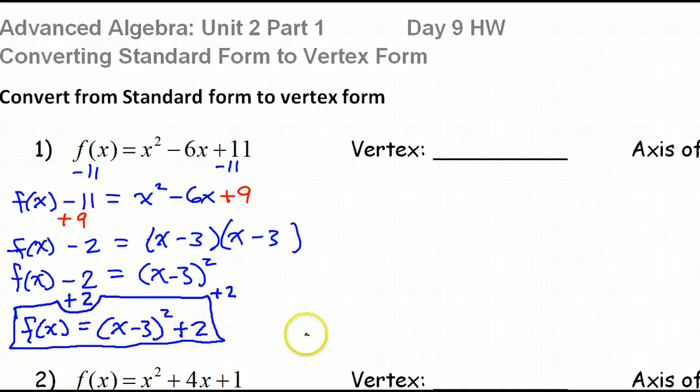This is vertex form. Now, one of the benefits of vertex form is that I should be able to just look at it and know what the vertex is. It's the opposite of this, comma this. So this will be positive 3, all right, opposite of that, comma 2. Okay, that is the vertex.